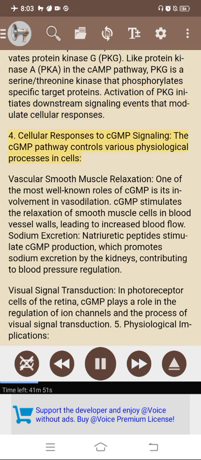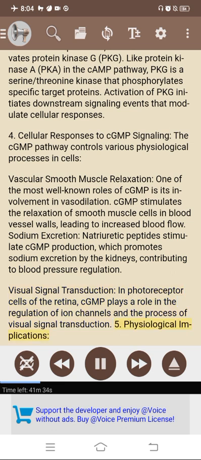4. Cellular responses to cGMP signaling. The cGMP pathway controls various physiological processes in cells. Vascular smooth muscle relaxation. One of the most well-known roles of cGMP is its involvement in vasodilation. cGMP stimulates the relaxation of smooth muscle cells in blood vessel walls, leading to increased blood flow. Sodium excretion. Natriuretic peptides stimulate cGMP production, which promotes sodium excretion by the kidneys, contributing to blood pressure regulation. Visual signal transduction. In photoreceptor cells of the retina, cGMP plays a role in the regulation of ion channels in the process of visual signal transduction.